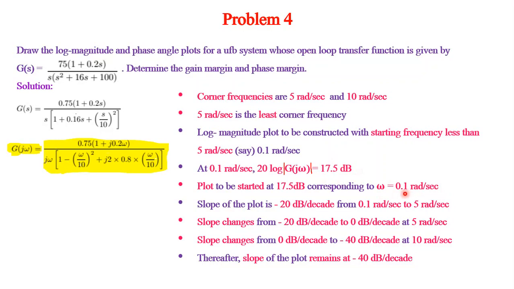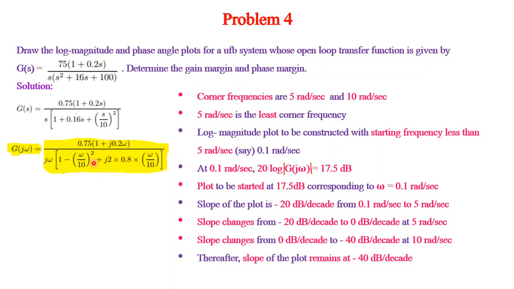So when I start from 0.1 radian per second, what is the slope of the resultant plot? Since the influencing factors are only 0.75 and 1 by jω, initially the slope is minus 20 dB per decade. At 5 radian per second, the factor 1 plus sT is going to play its role. Already the resultant plot is minus 20 dB per decade. Therefore minus 20, this is going to contribute plus 20 dB per decade. So slope changes to 0 dB per decade from minus 20 dB per decade at 5 radian per second.